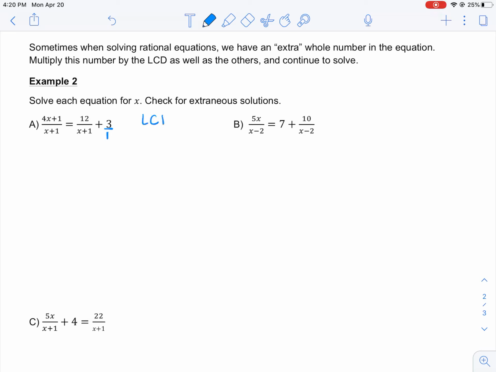Okay, so when you find the LCD, you really just have to multiply 1 times x plus 1. There's a shared factor of x plus 1, and then you have a single factor of 1. Well, when you multiply 1 times x plus 1, you just get x plus 1. And so your LCD is x plus 1. So just like on the first page, we're going to do the same thing to the second page. We're going to multiply each term by x plus 1.